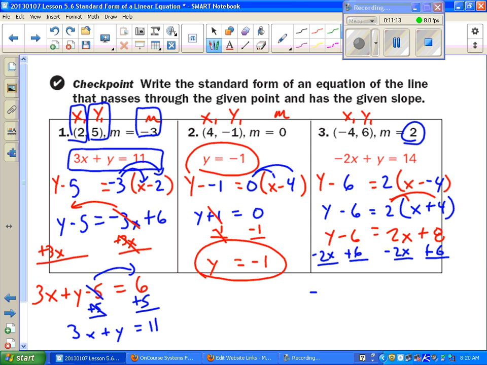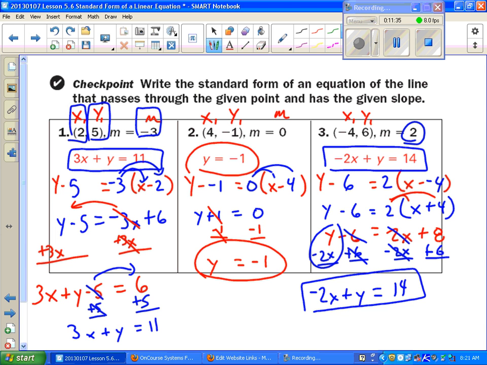So what you're left with is a -2x, positive y. Notice we didn't do anything with these two. We just wrote them side by side. -6 plus 6 cancels each other out. 2x minus 2x cancels each other out. And 8 plus 6 equals 14. -2x plus y equals 14. Again, this step here was just combining the 2 steps that we showed in 2 separate steps here.